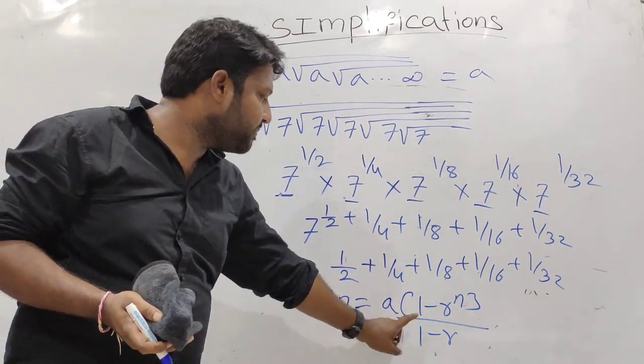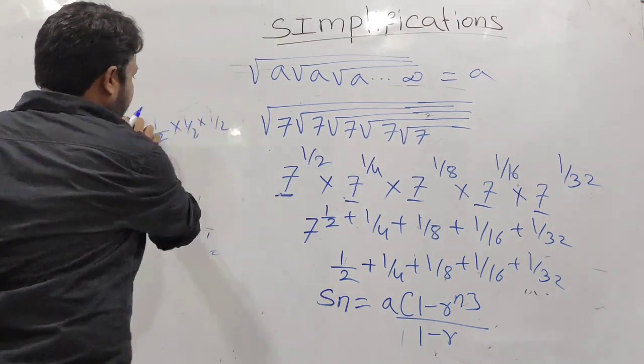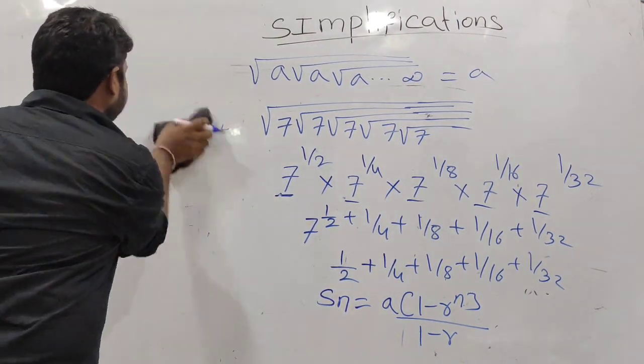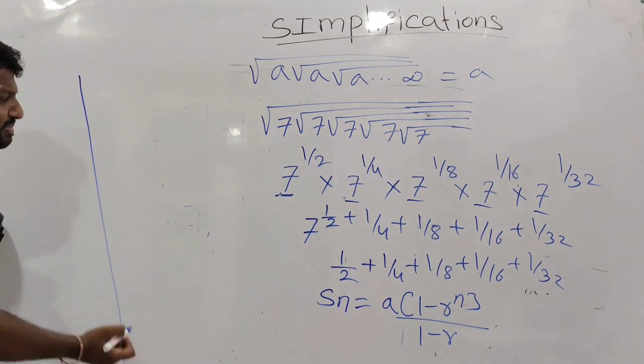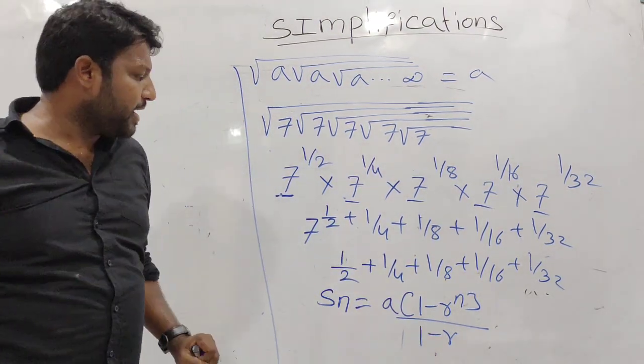Now I will solve this. I will tell you what is A, what is R, what is n. Okay, I will rub this and I will solve this. So Sn is equal to A into 1 minus R power n by 1 minus R.